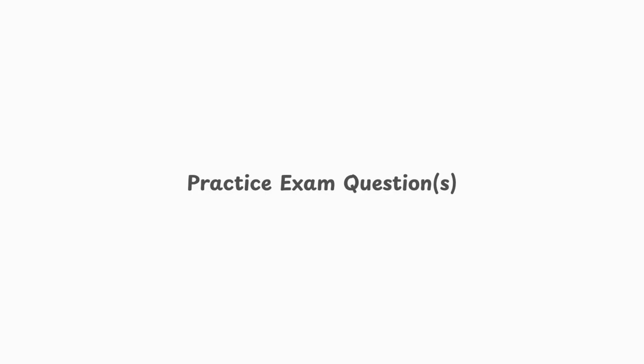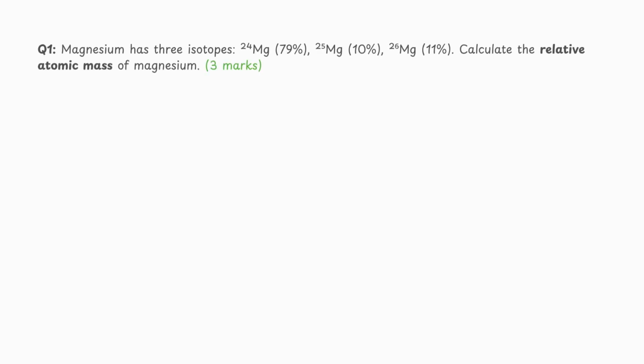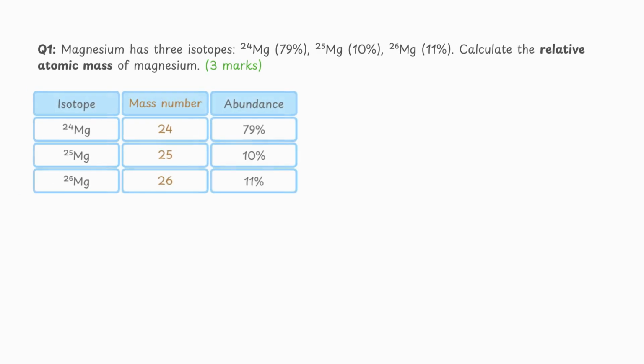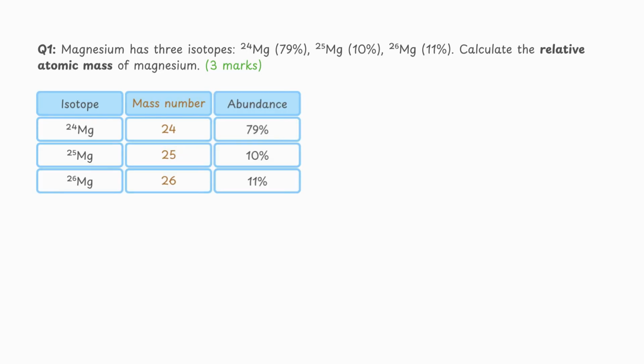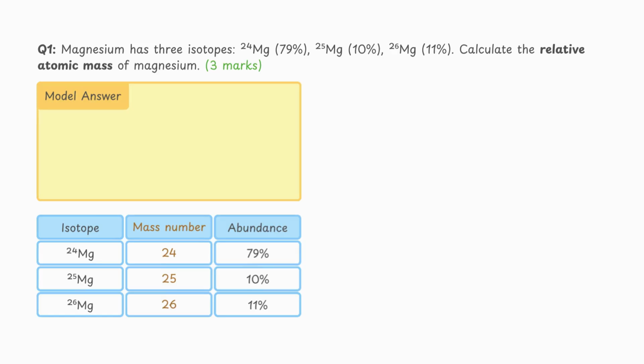Let's dive into some exam-style practice questions. You can pause the video and try it yourself. Now let's look at question 1. Magnesium has three isotopes: magnesium-24 with 79% abundance, magnesium-25 with 10%, and magnesium-26 with 11%. Let's calculate the relative atomic mass.